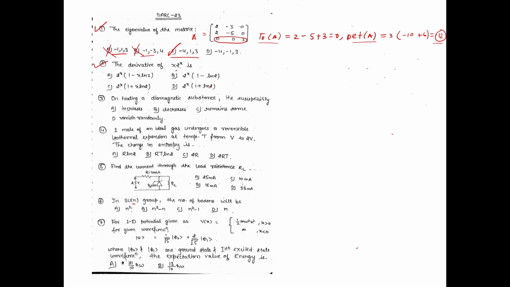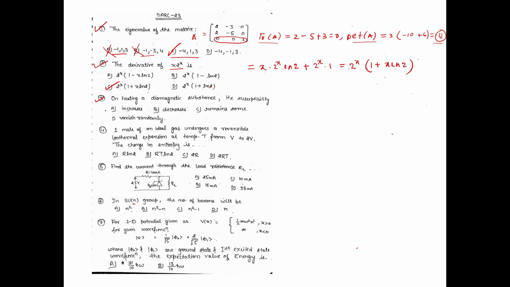Second is: find the derivative of 2 to the power x times x. Okay, so it is in the form of u times v. So let's take x as it is. The derivative of 2 to the power x gives us 2 to the power x as it is, and ln 2. Then plus 2 to the power x is taken as it is, and the derivative of x is 1, so it will be 2 to the power x into 1 plus x ln 2. So option C will be the correct one.